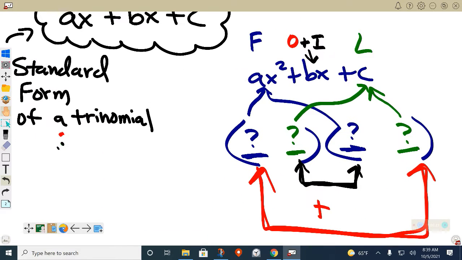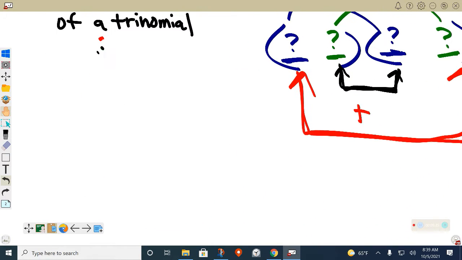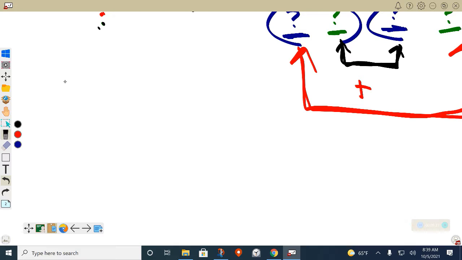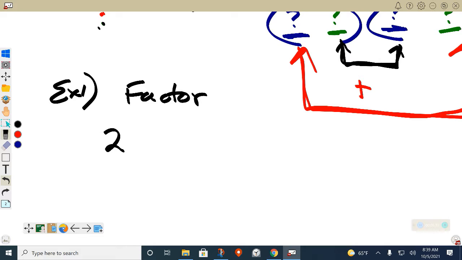I'll show you what I mean right now. The first example. Example 1. Factor, here we go now. Put your seatbelt on. 2x squared plus 3x minus 9.